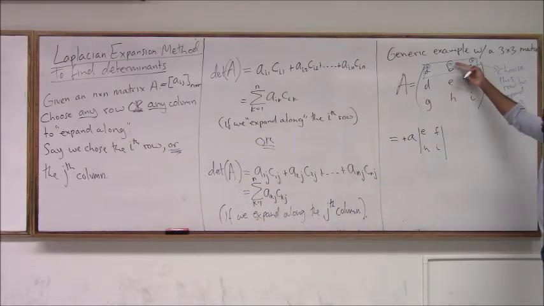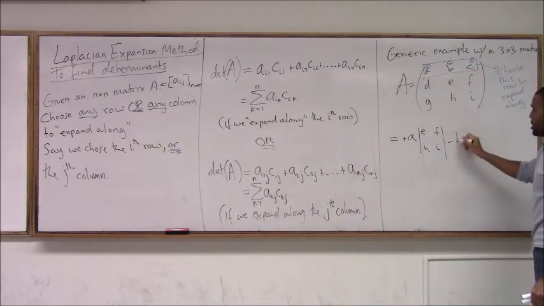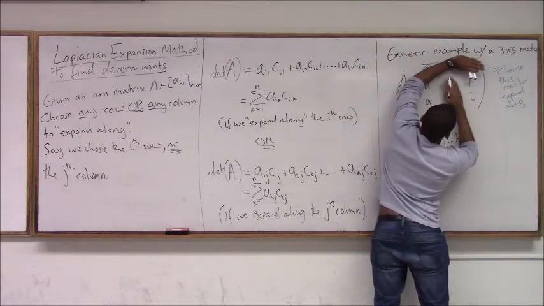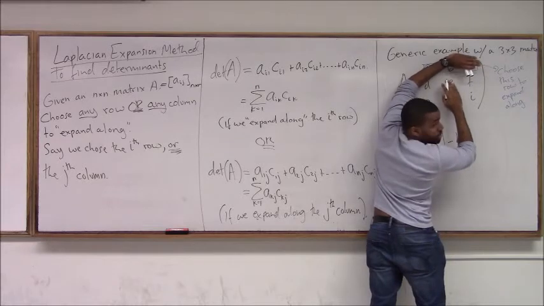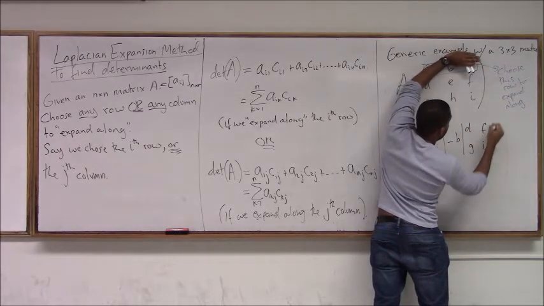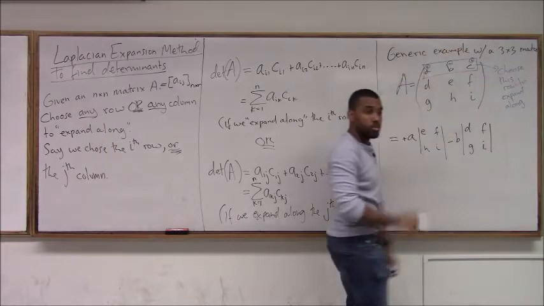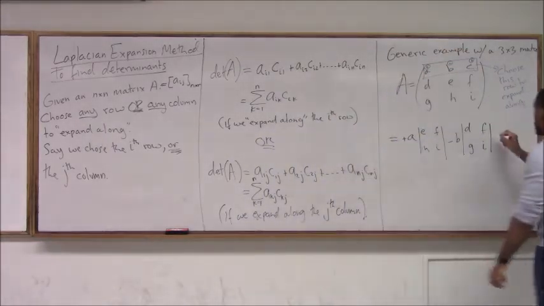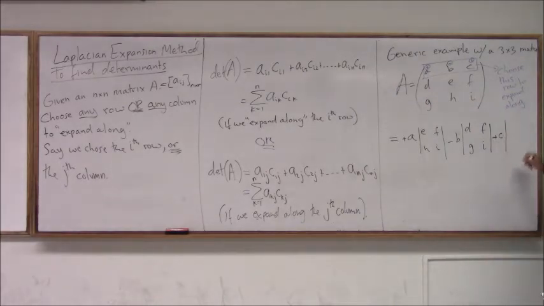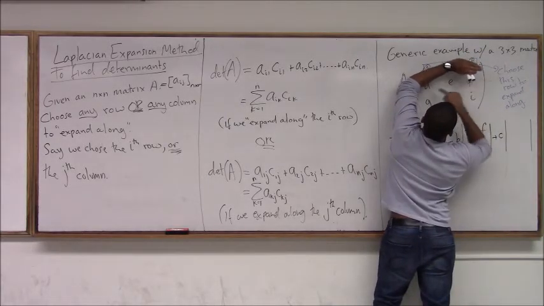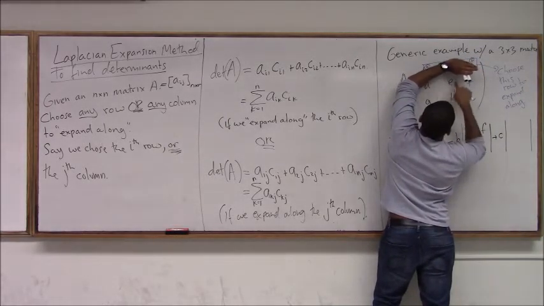Now you go on to the next one, that's a minus. Minus b. You block out everyone in its row and its column. You end up with another matrix, d, f, g, i. You're going to multiply by the determinant of d, f, g, i. Then you move on to the next element in the row, that's c. Plus c. You're going to multiply by its cofactor. Eliminate everyone in its row and its column, and you would have d, e, g, h.